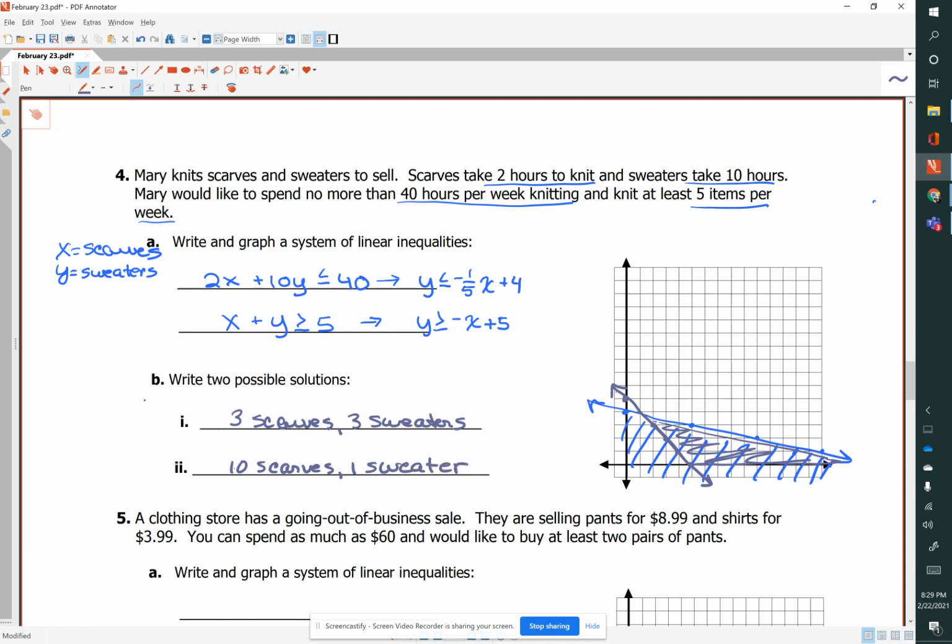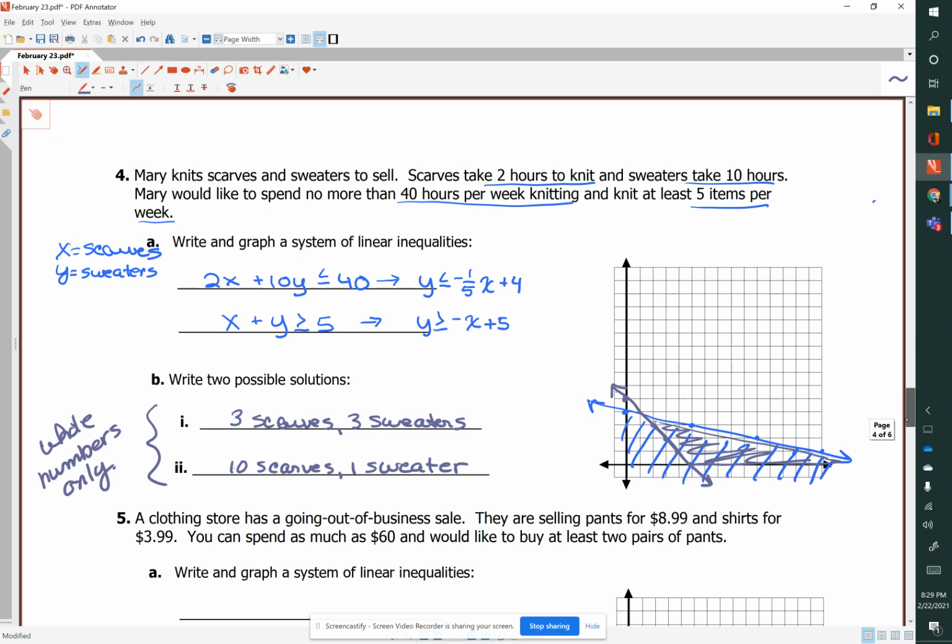And also note, with a problem like this, where we're talking scarves and sweaters, we're talking about whole numbers only. So the solution, you're not going to have 1.5 scarves and 2.5 sweaters. That doesn't make sense for the problem. So the only solutions that make sense are the whole number solutions for a problem like this.